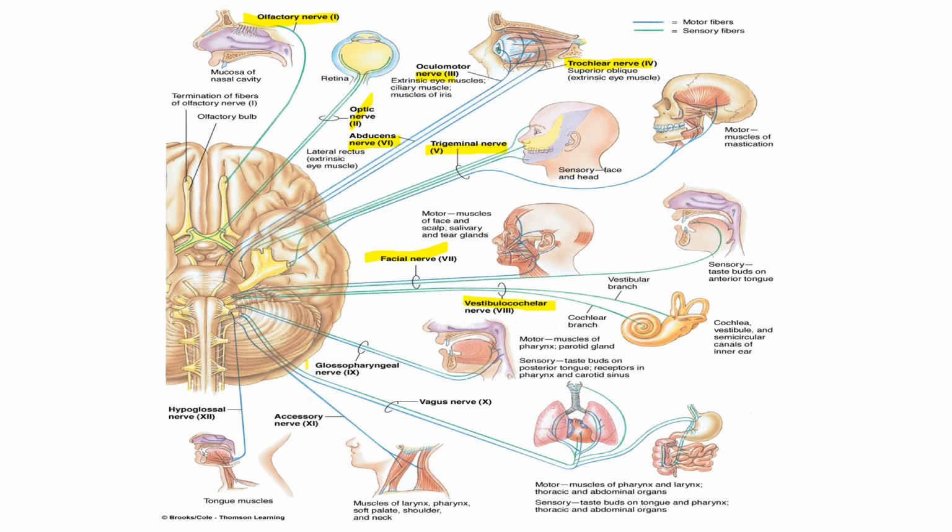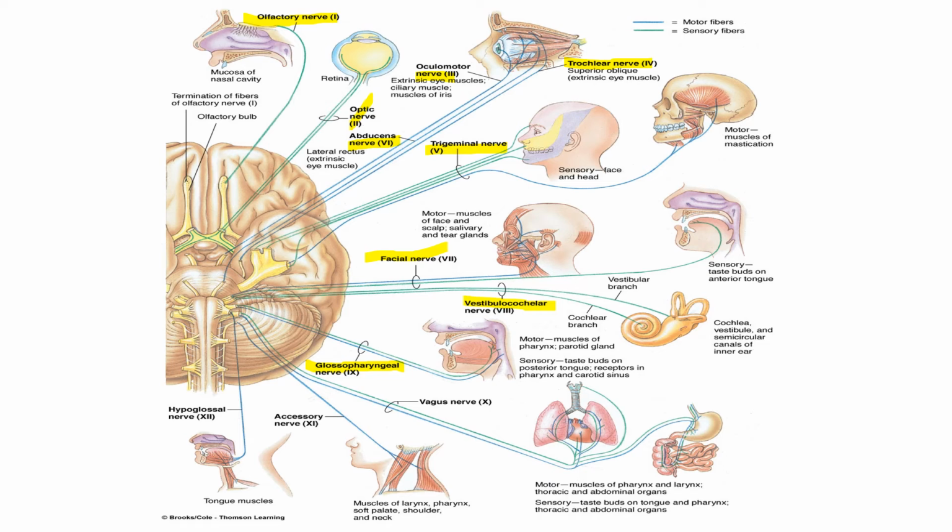Cranial nerve number 9, glossopharyngeal. This is going to be both motor and sensory, motor movement of the pharynx or throat muscles, and then the parotid gland for saliva. And then also sensory information for our taste buds and receptors that are found in the pharynx and carotid sinus as well.